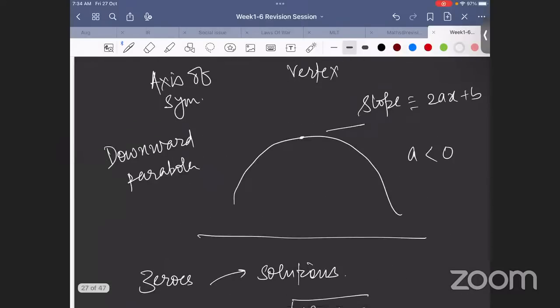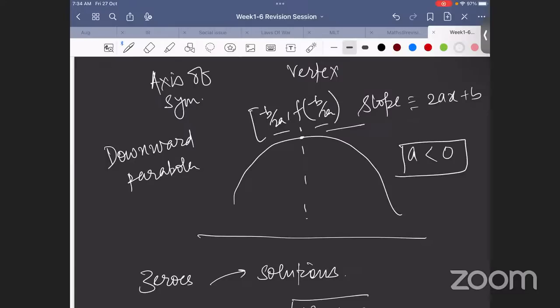Similarly, if the parabola or the quadratic equation has a negative leading term, it will go downward. And this point, the vertex, can somebody repeat the vertex again? Minus b by 2a, and then you have the function f of minus b by 2a. Correct. Okay, so this will be your value.